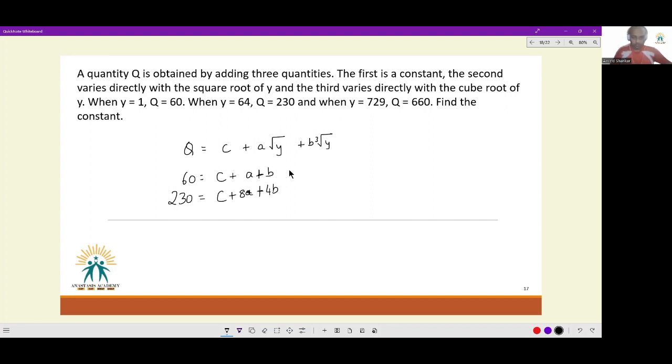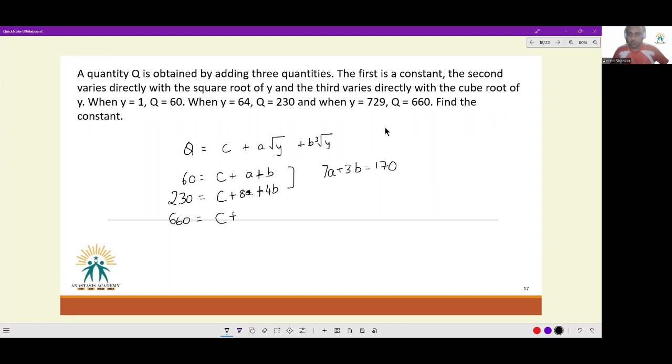So from here, 7A plus 3B is equal to 170. When y is 729, Q is 660. So when y is 729, we have 660 here.